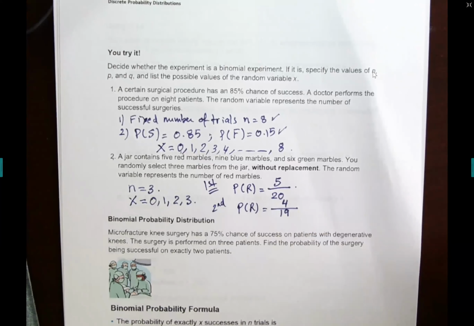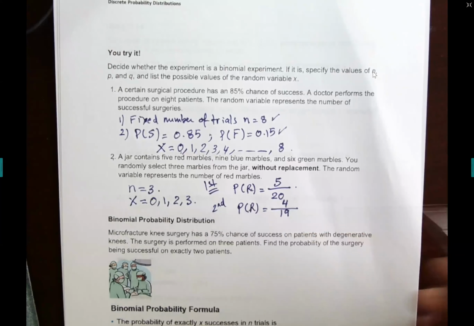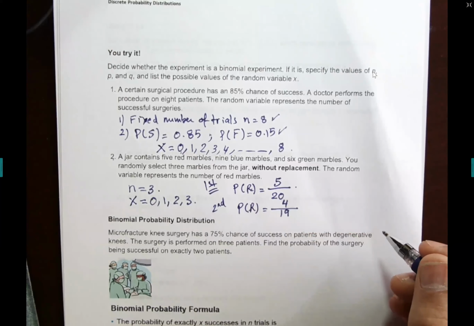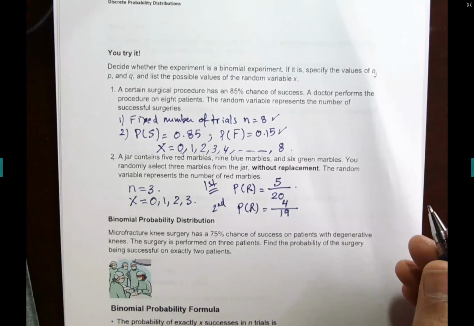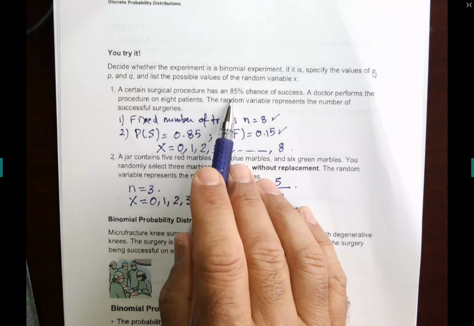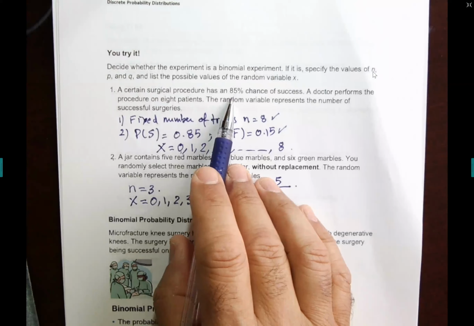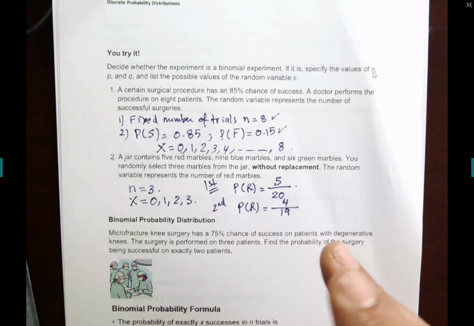Exactly. So it's 4 out of 19. Did it change from one trial to another? It did. Once that changes, guys, you don't have a binomial experiment, because a condition of the binomial experiment is that the probability of success should not change from one trial to another. Whereas for the surgeon, it says, regardless of the patient, the probability of success is always 85%. Okay, so this is a binomial experiment.